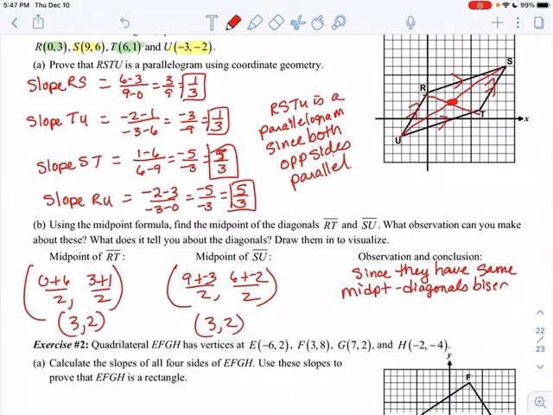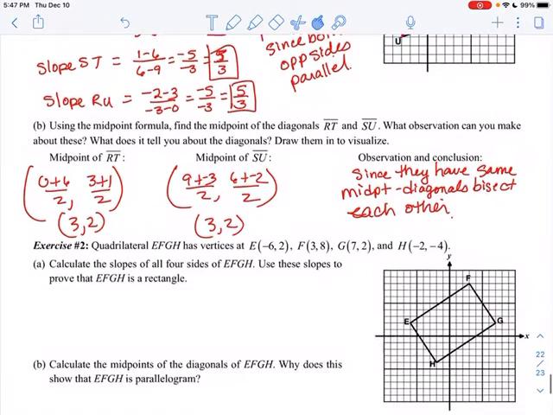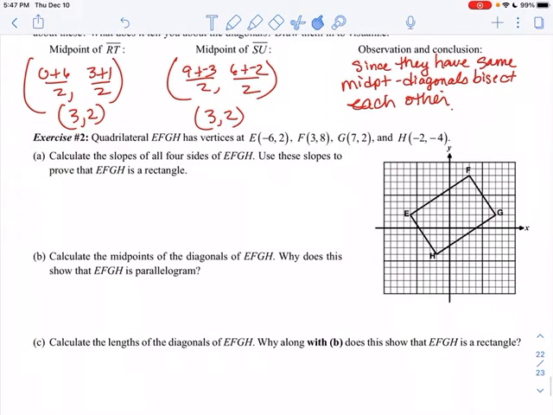So right now we're discovering some of the properties about parallelograms that we are going to learn in the next chapter. The definition is that both opposite sides are parallel, and we now have learned that since they have the same midpoint, those diagonals bisect each other. So that's an important property. All right, exercise 2.